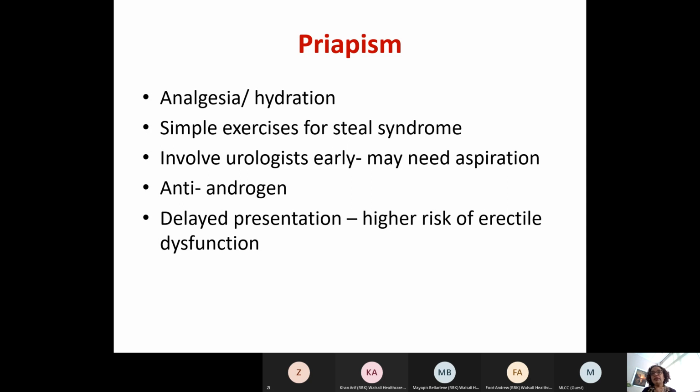And we tell the patients, if you've had priapism for an hour, rock up to ED, because if it's going to settle down and you reach ED and it's settled, fine. But if not, those patients may need to have penile aspiration.